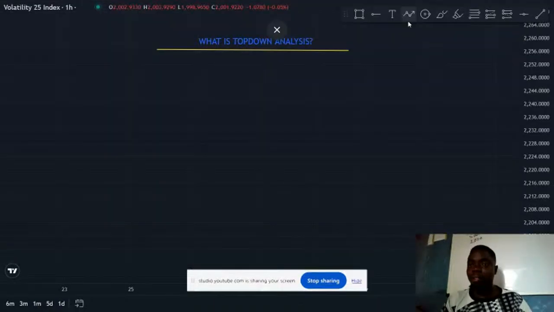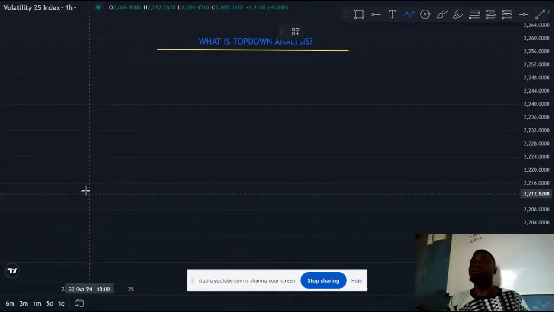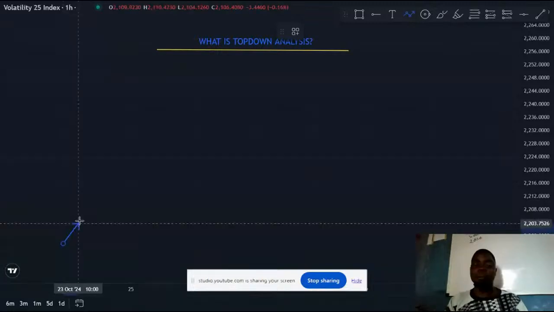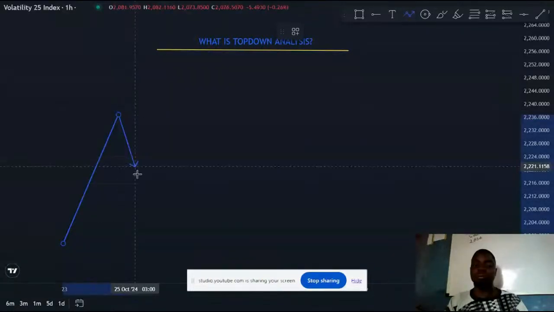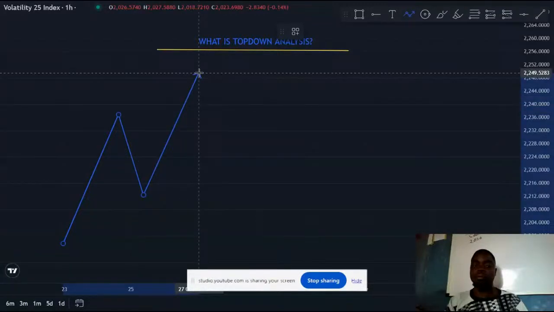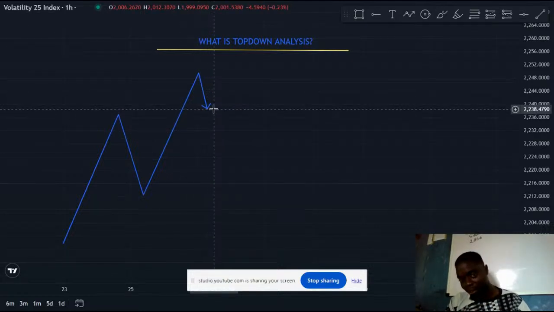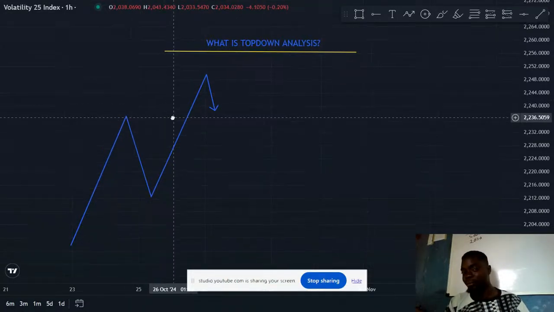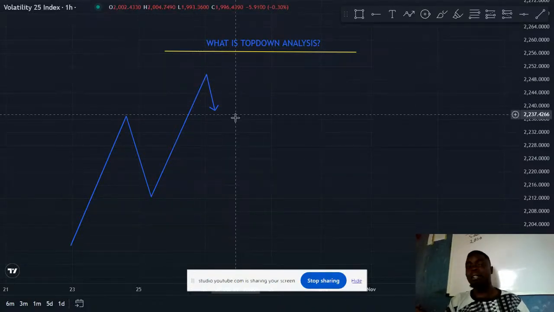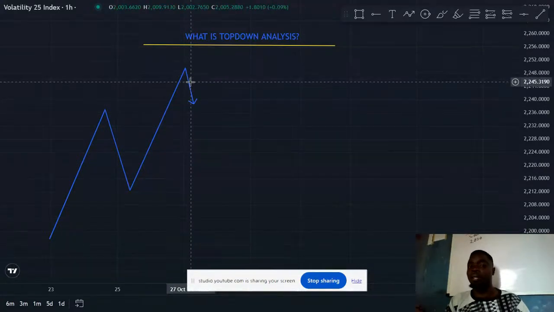Now, let's assume you are a day trader, all right, and you go to, let's say, the 4 hour time frame, and you saw price doing this. Once you see this, you will know that price is bullish, right? On the 4 hour time frame, isn't it? Now you move to your 15 minute.